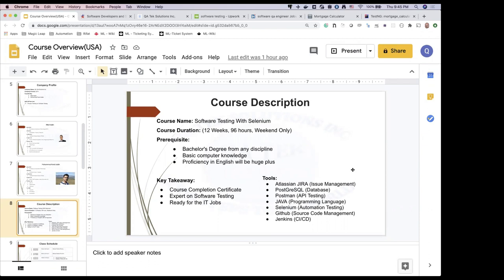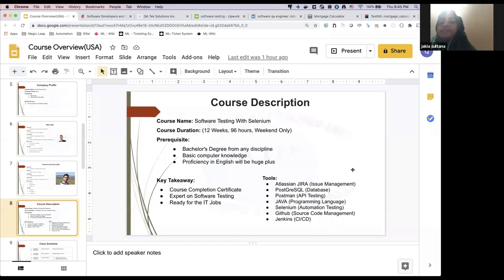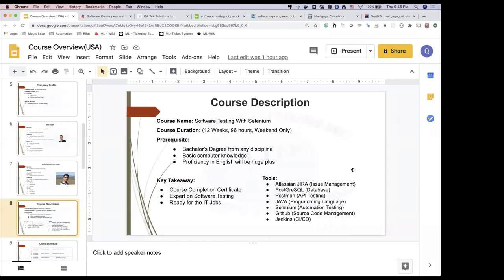If you lose track, if you aren't able to focus on every lecture, every class, then it will be difficult for you to keep up the pace, because we're going to teach you a lot of things. And our expectation is that, since the class is weekend only, you have the whole week to prepare for the next lecture.